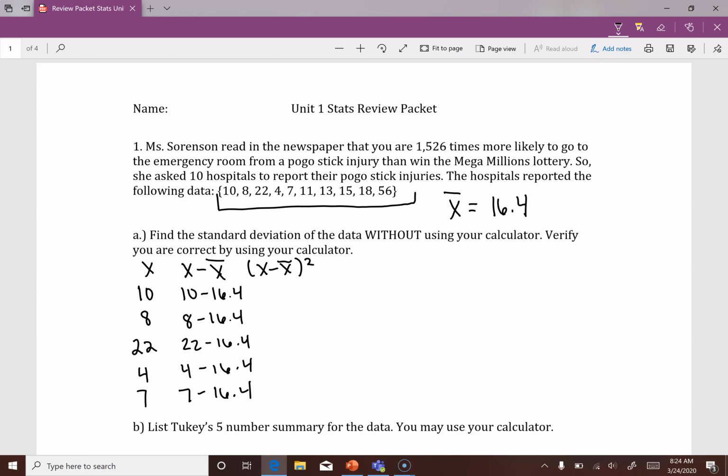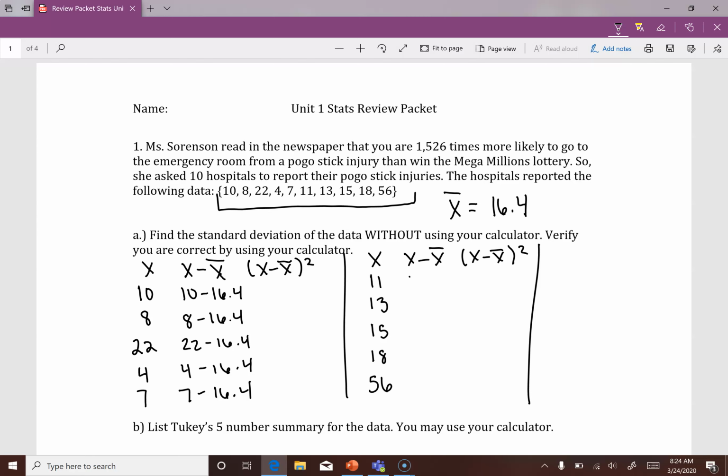All right, let's keep going with our other values here. So I'm just going to create a brand new one. Okay, we're going to have an X, X minus X bar, and X minus X bar quantity squared. Okay, let's see if we can get the rest in here. We've got an 11, 13, 15, 18, and 56. So 11 minus 16.4, 13 minus 16.4, 15 minus 16.4. Keep going here.